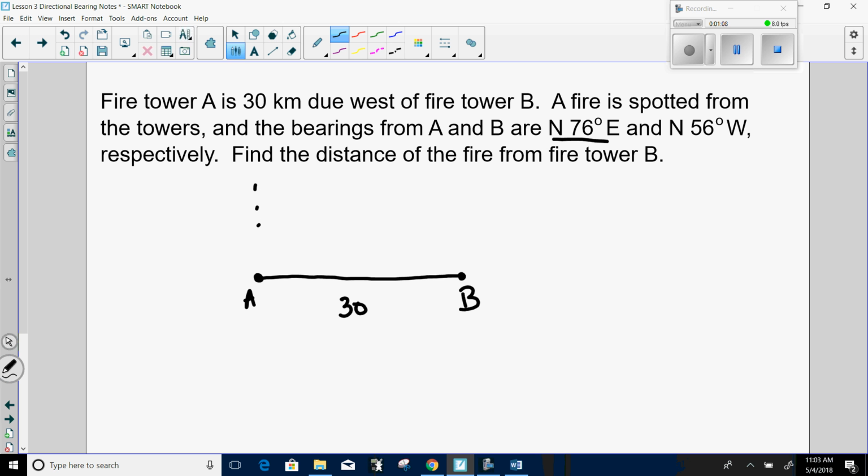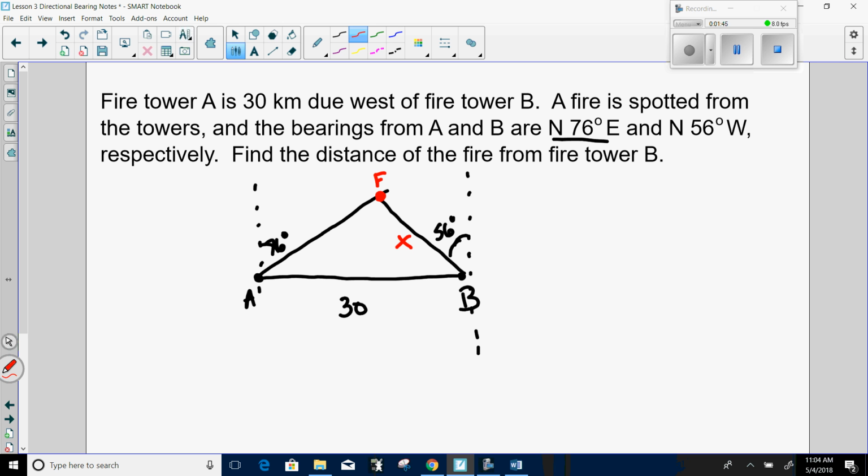From the north line, I'm going to rotate 76 degrees to the east, and it would look something like this. This here is 76 degrees. From B, because B is second, it's going to be 56 degrees to the west, and it would look something like this, where this is 56 degrees. What we are trying to figure out is the distance of the fire from tower B. So here's B, here's the fire. I want to know this distance right here.